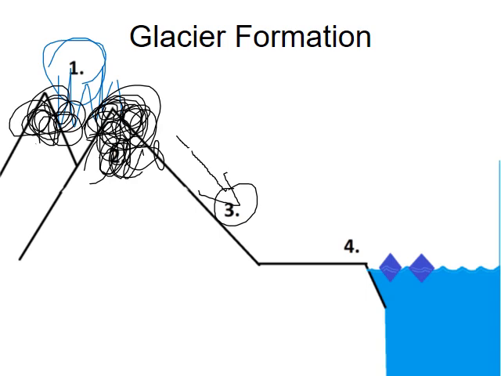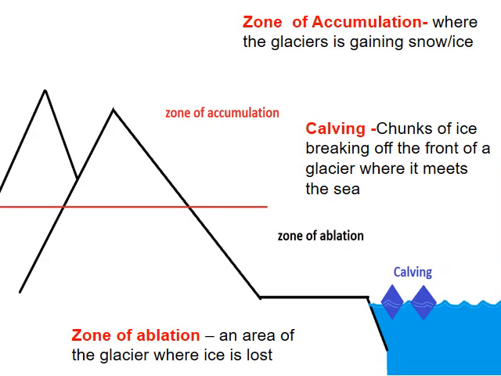So one, it snows. Two, the snow piles up and squeezes together to make ice. Three, gravity pulls the ice downhill. Number four is where the glacier melts or breaks at the bottom, where it ends up losing some of its ice. So those are the steps in glacier formation.